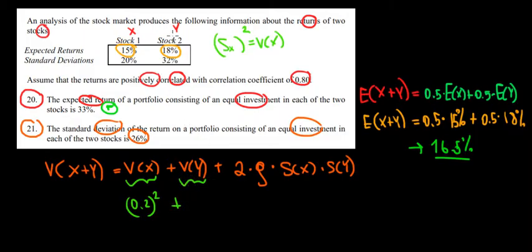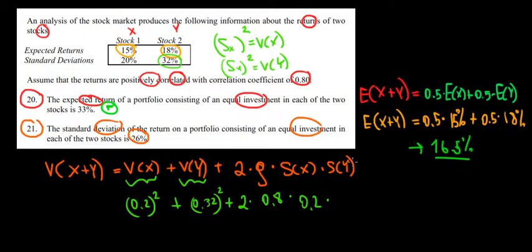With the same logic, we can calculate the variance of stock 2, the variance of stock Y. That's the standard deviation of Y raised to the power of 2, which is the variance of Y. So that would be 0.32 to the power of 2, plus 2 times the correlation coefficient, which is 0.80, multiplied with the standard deviation of X, which is given as 0.2, times the standard deviation of Y, which is given as 0.32. And that's equal to the variance of X plus Y.